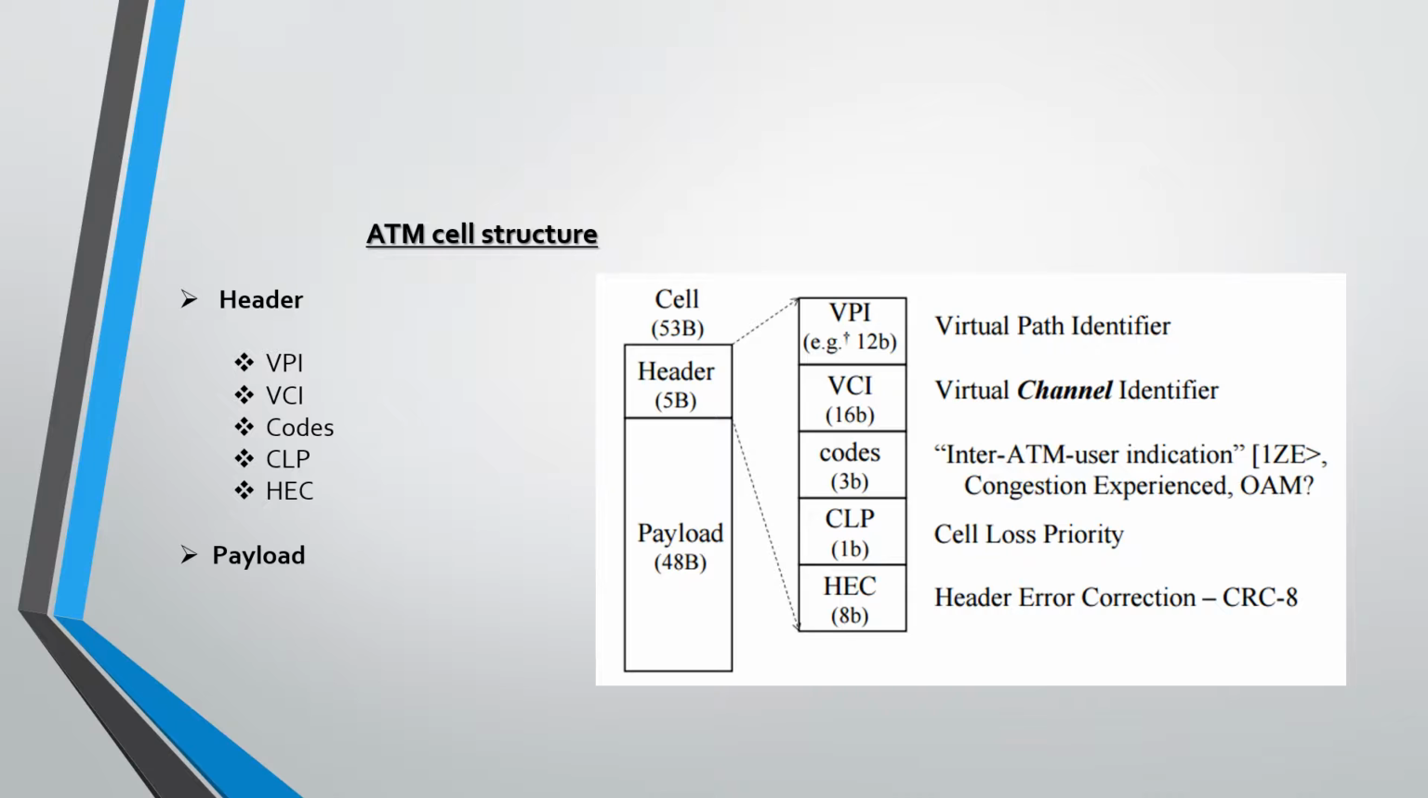The 5 bytes of the header can again be classified into 12 bits, 16 bits, 3 bits, 1 bit and 8 bits. 12 bits for the VPI, the virtual path identifier, 16 bits for the VCI, the virtual channel identifier, 3 bits for the codes, which gives congestion experience, 1 bit for the CLP, cell loss priority, and 8 bits for the HEC, header error correction.